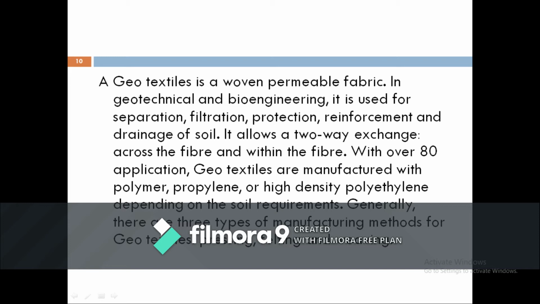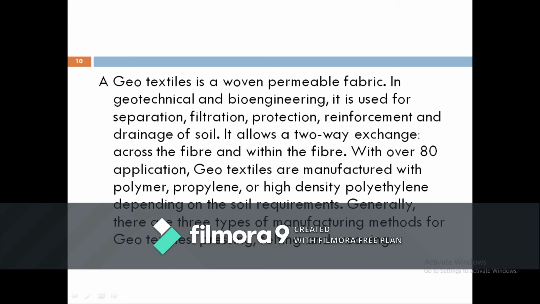With over 80 applications, geotextiles are manufactured with polymer, polypropylene or high density polyethylene depending on the soil requirements. So here, the main thing is that you have different applications. Because of different applications, we are making this geotextile with different elements. What are the elements we have?